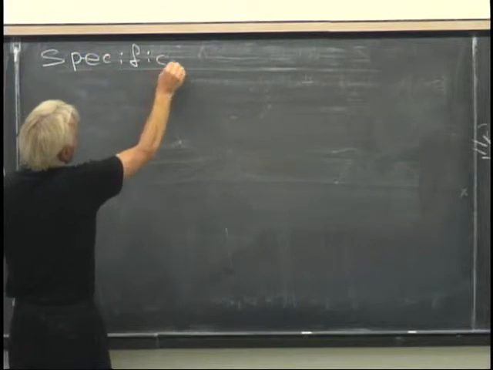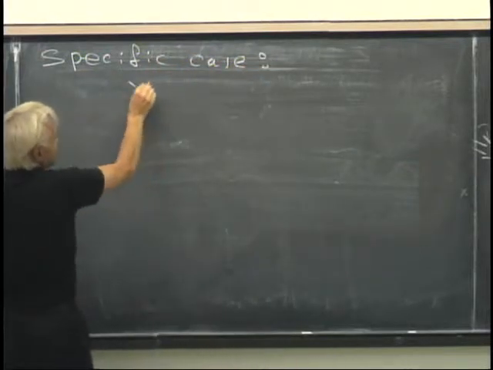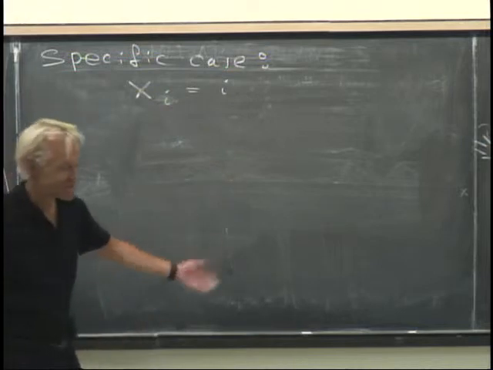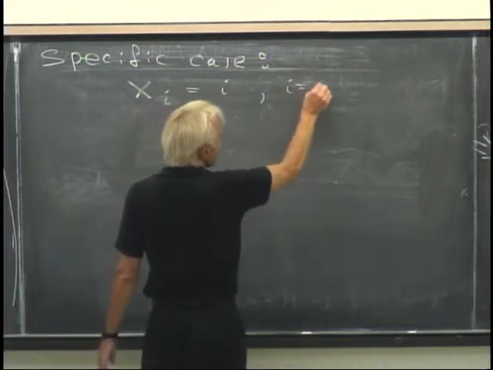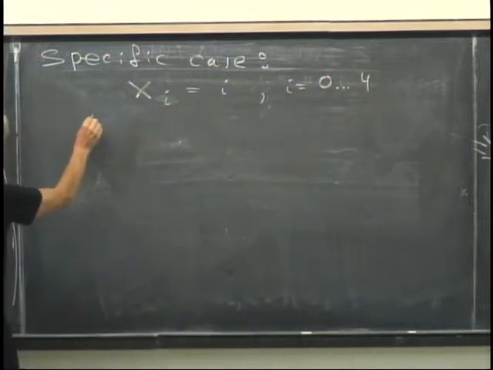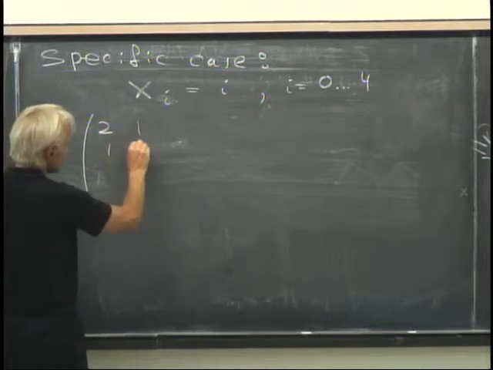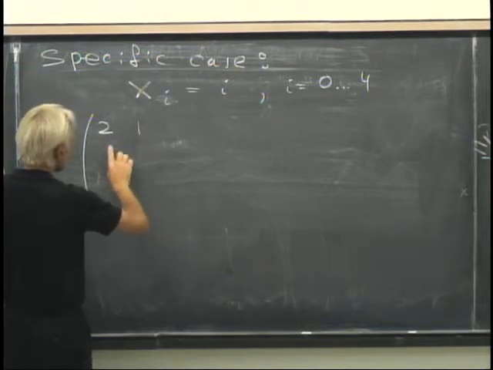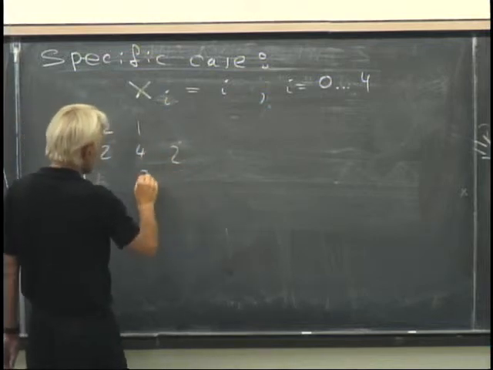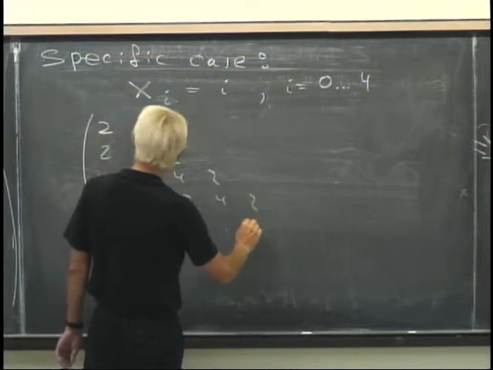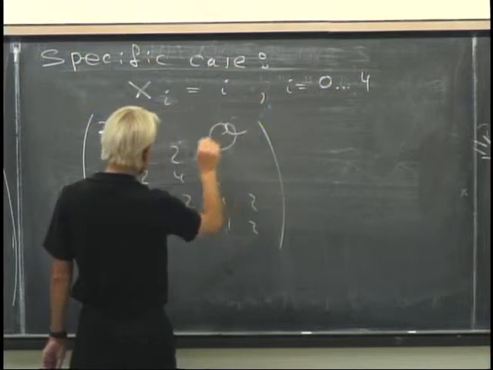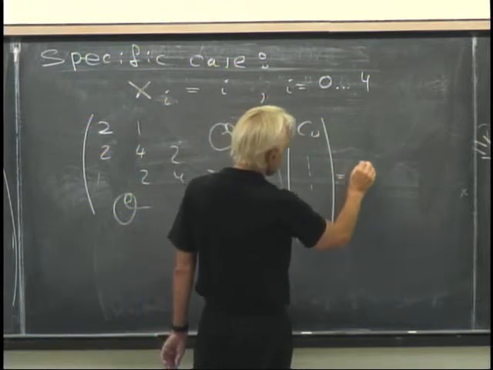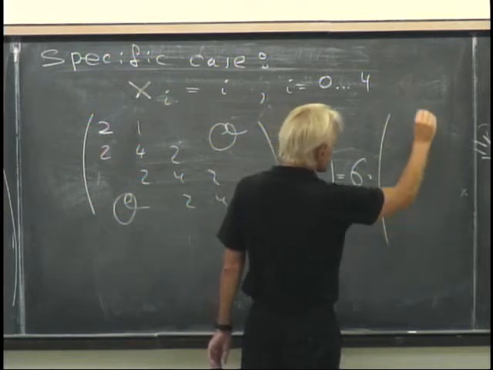The specific case is when the xi's define a Cartesian mesh, right? x0 is 0, x1 equals 1, x2 equals 2, and so forth. For this particular case, i from 0 to 4, you get a beautiful, simple solution. You get the matrix with rows 2, 1; 1, 4, 1; 1, 4, 1; 1, 4, 1; 1, 2. The coefficients C0 up to C4 equal 6 times these other guys, okay?